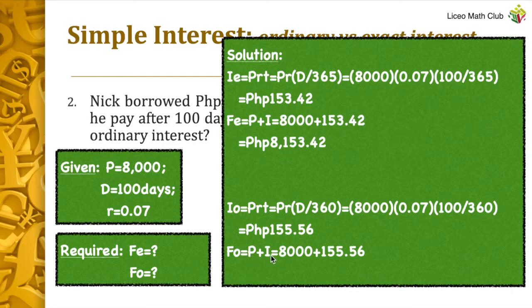So P plus I, same as above. So 8,000 plus a different interest now, that's 155 pesos 56. And then add them, simply we're going to get 8,155 pesos and 56 cents. And that's our answer for your final amount under the ordinary interest.